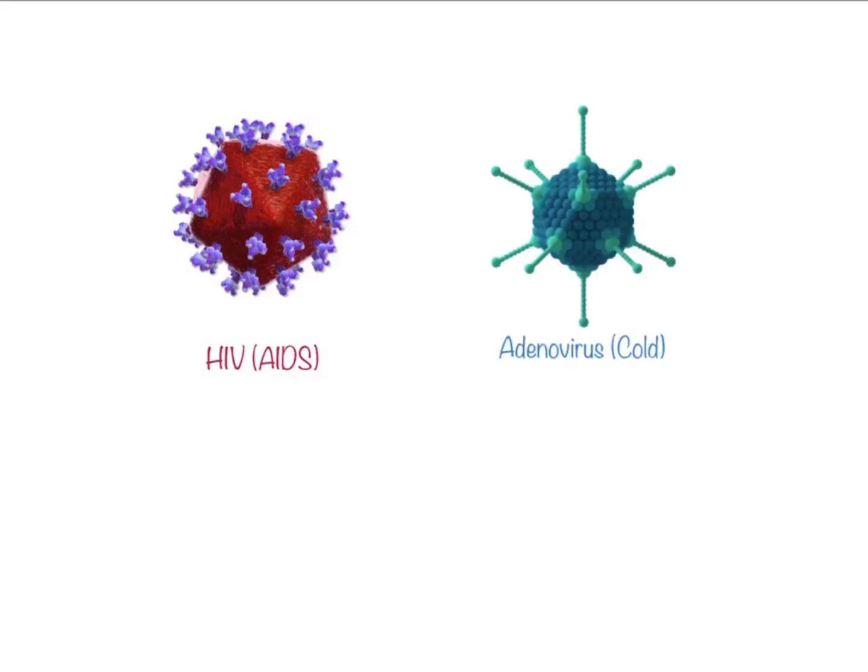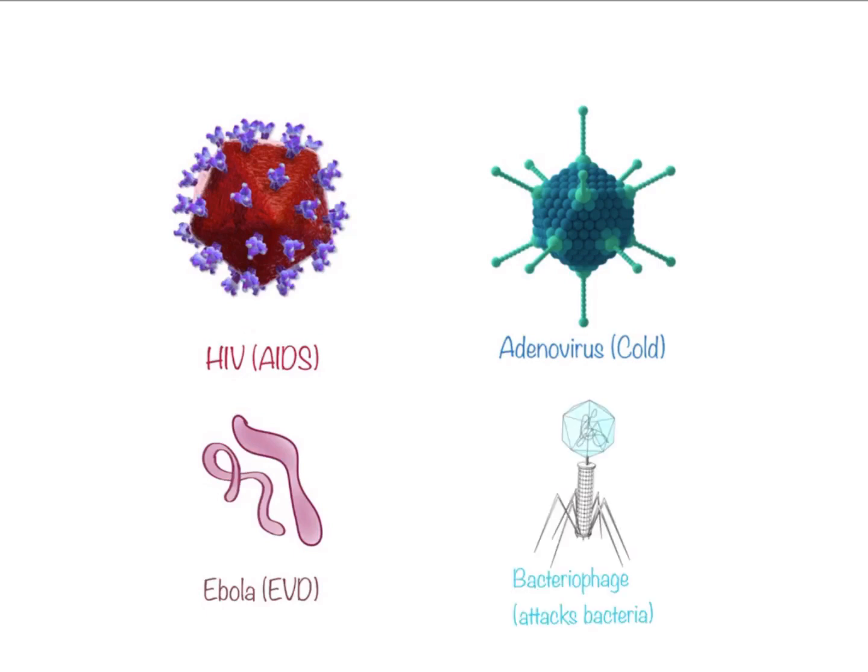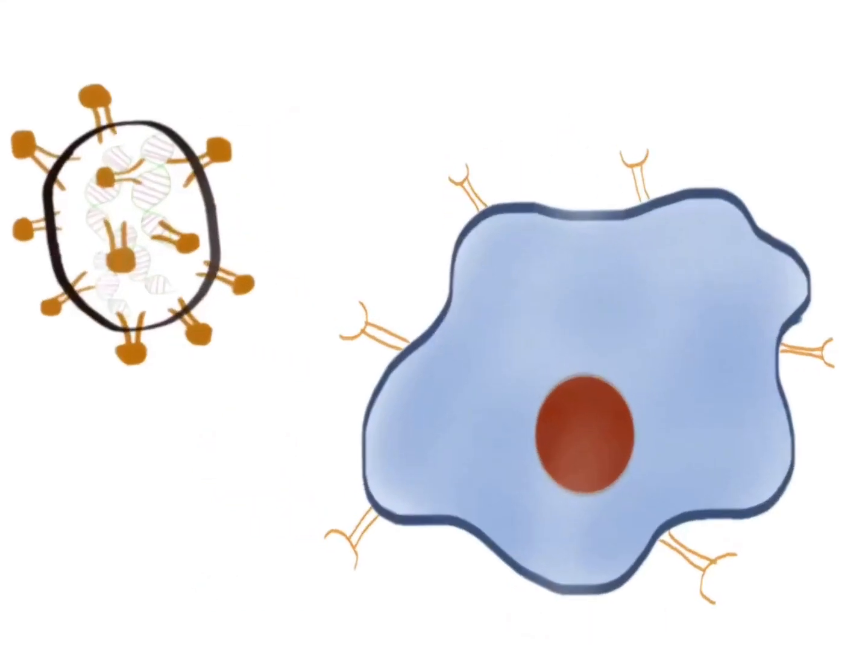HIV, which causes the deadly AIDS, and adenovirus that causes the common cold are both spherical. The Ebola virus looks like a tiny snake, and a bacteriophage, which is a virus that infects bacteria, looks like an alien war machine. Now, we said viruses need a host to reproduce.